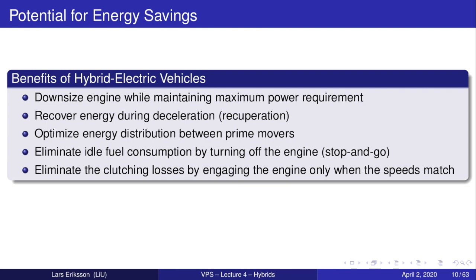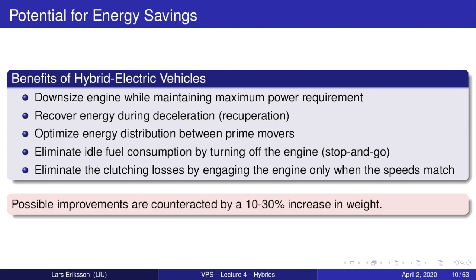We can also optimize the energy distribution between the prime movers. We can select the electric machine when the electric path is more efficient than the combustion engine. We can select the combustion engine when the combustion engine is most efficient. And we can do this selection depending on how much available electrical energy we have. We can also eliminate idle fuel consumption by turning off the engine and save a lot of idling time, because idling is wasting fuel. There's also an opportunity to eliminate the clutching losses by engaging the engine only when the speeds match. Then we are eliminating the friction losses.